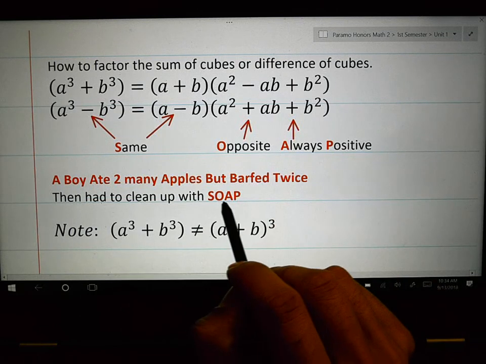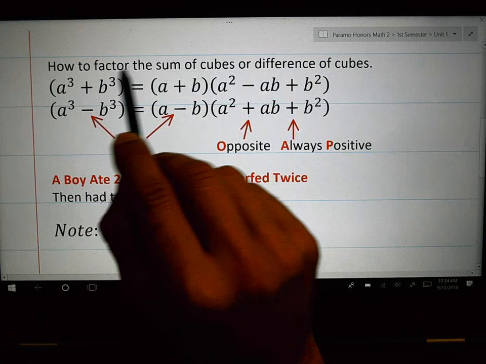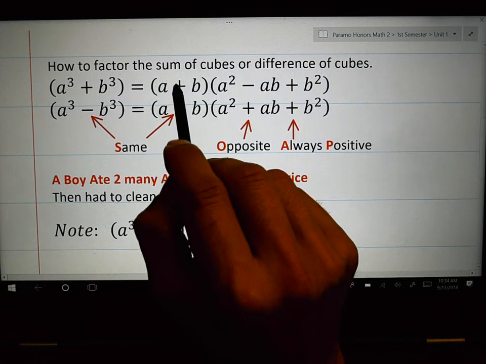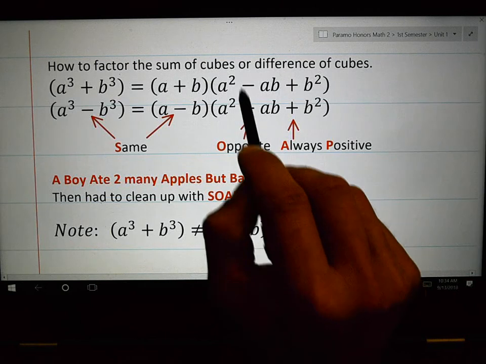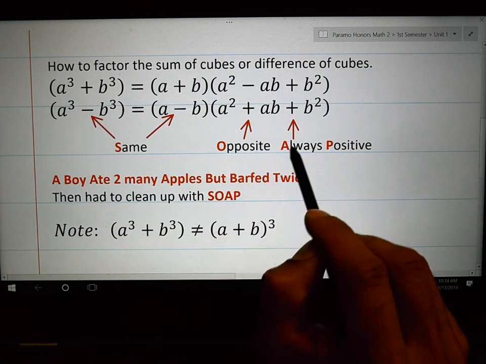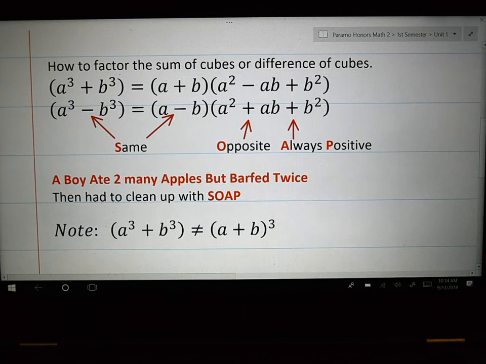There's also the reason why it's called SOAP: if this is a positive sign, you would have the same sign for the first two objects. You would have the opposite sign for the second two objects. In between the third space, it's always positive. It works for both of these things.